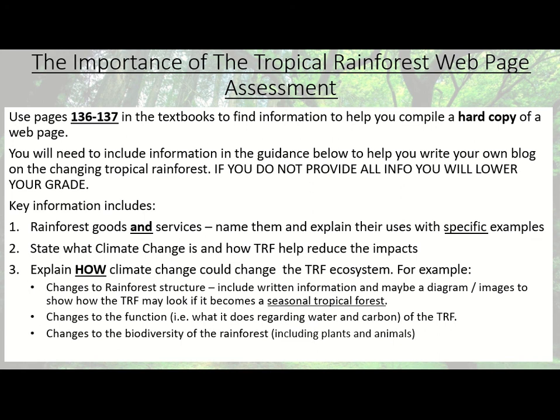Now, I'd like you to produce an electronic version. Doesn't have to be an actual web page, just something that is essentially a summary document that assesses both the importance of the tropical rainforest and with a really big focus, and this is why it's a big chunk of this particular lesson, on how climate change can affect the tropical rainforest ecosystem with regards to its structure, its function, and its biodiversity. So really, you're producing a detailed but good summary that shows your understanding of everything we've covered in this session. I'm not going to say much more about that.